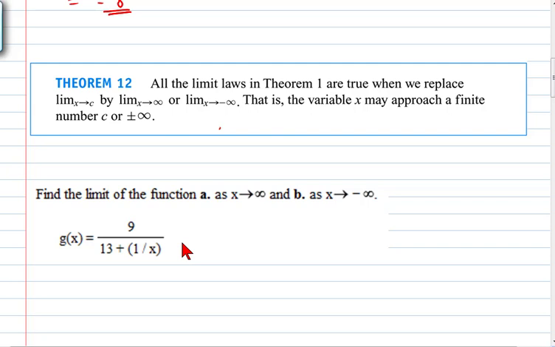we're asked to find the limit of a function as x approaches infinity and as x approaches negative infinity. So what we have right here is, part A, the limit as x approaches infinity of 9 over 13 plus 1 over x. By direct substitution, what is this going to be when we plug in infinity? That's going to be 0, so we end up with what for our final value of the limit?